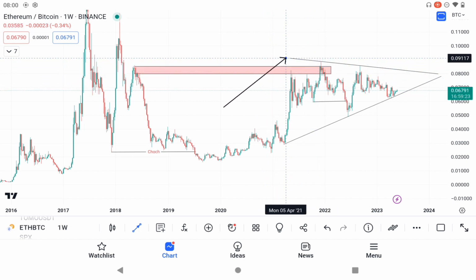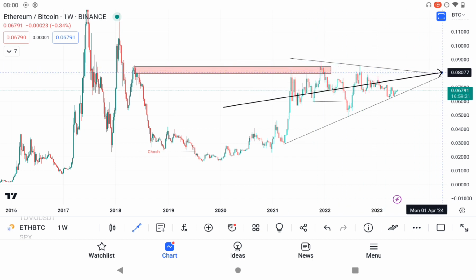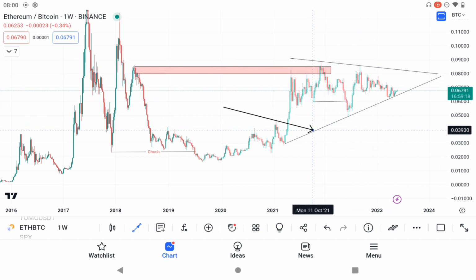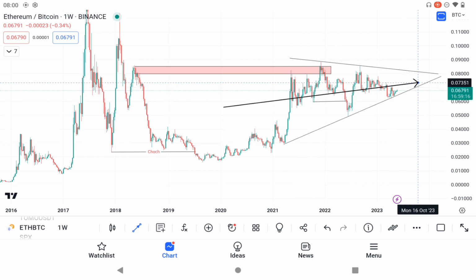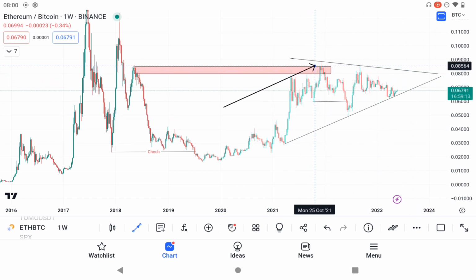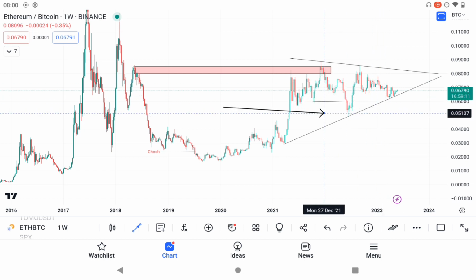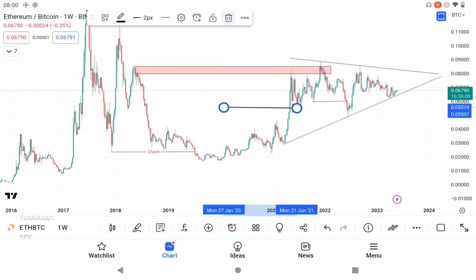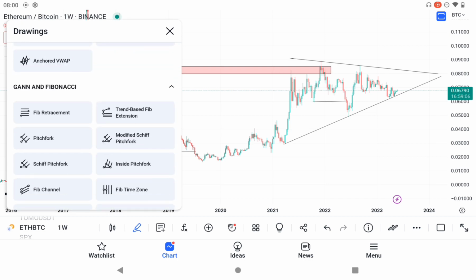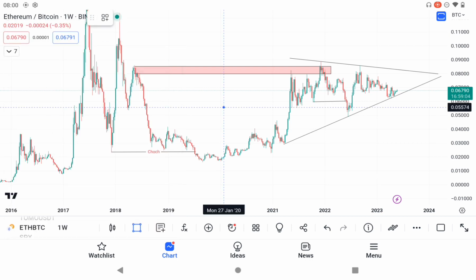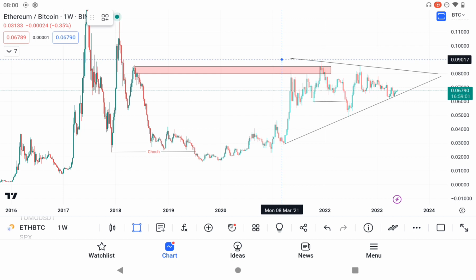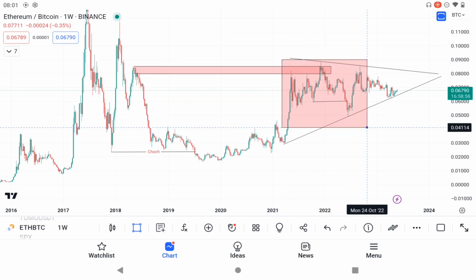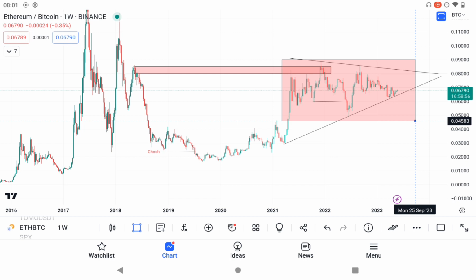We ended up forming a symmetrical triangle on the weekly. Symmetrical triangle on the weekly. And if you look closely right from this axis here, let me just draw this so that you can see what we're doing. From this axis here, you can see that we have another change of character showing us that a trend change is about to happen again after the previous rally.